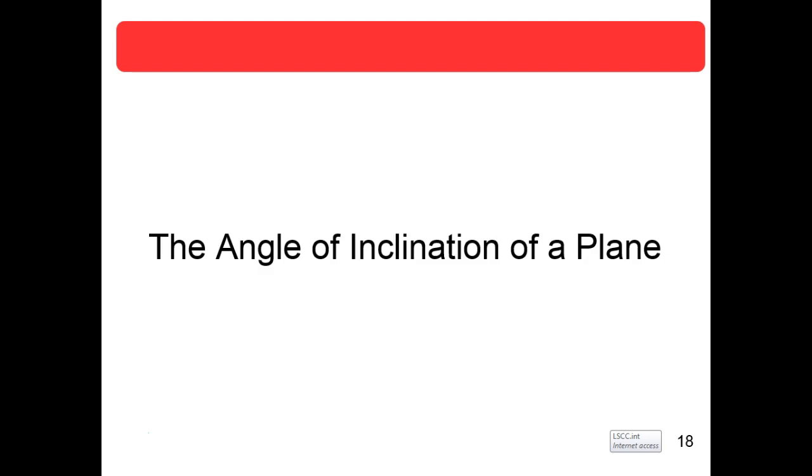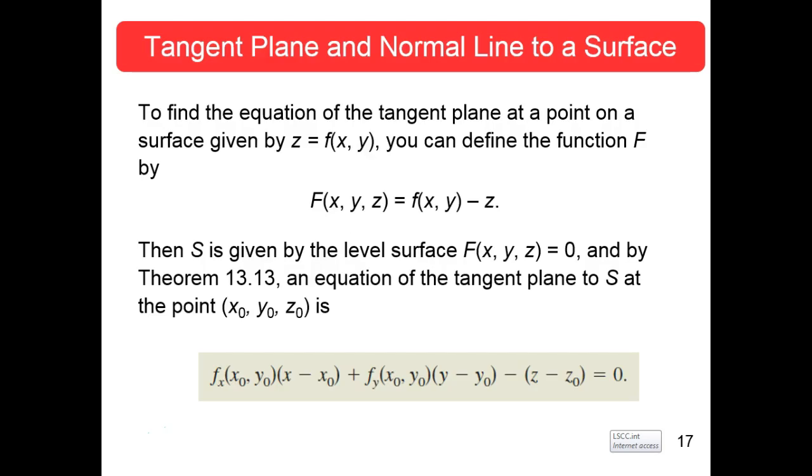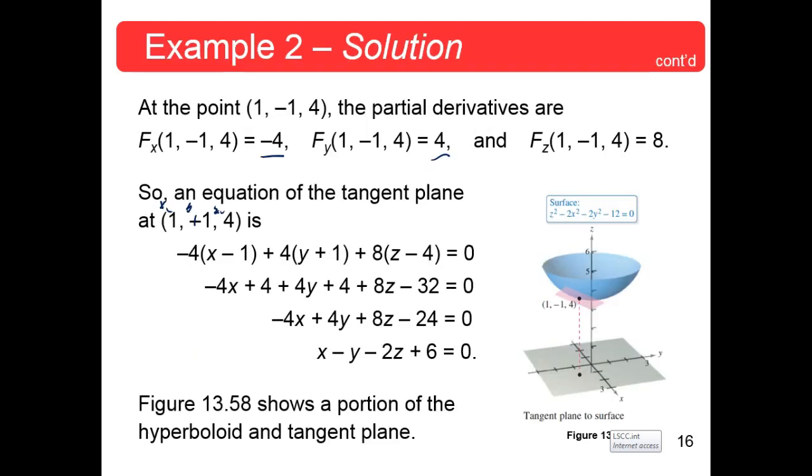Now, with that in mind, they didn't give us the example, did they? Let me see if I can find this. I didn't turn the page, that's why I can't find it. Well, no, this was at the bottom of that page. So examples 3, 4, and 5 are missing. So let's go back and do those before we get to the angle of inclination.